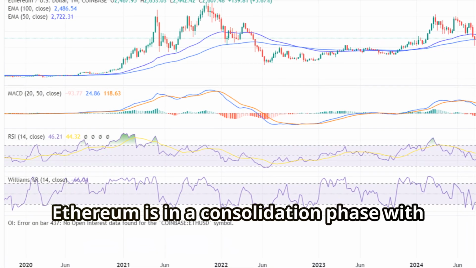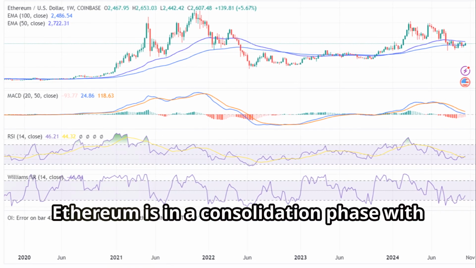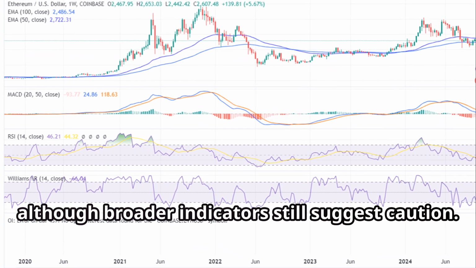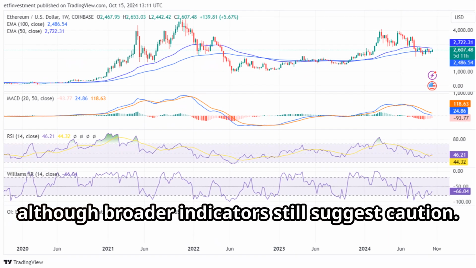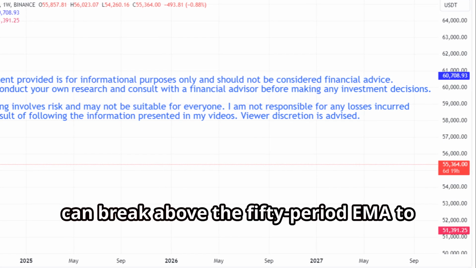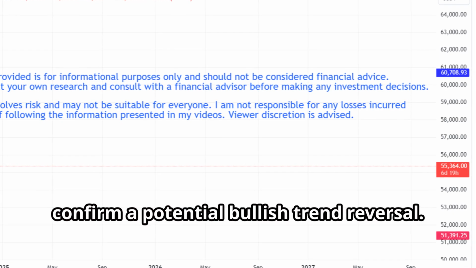In summary, Ethereum is in a consolidation phase with some short-term bullish momentum emerging, although broader indicators still suggest caution. It will be important to watch whether ETH can break above the 50-period EMA to confirm a potential bullish trend reversal.